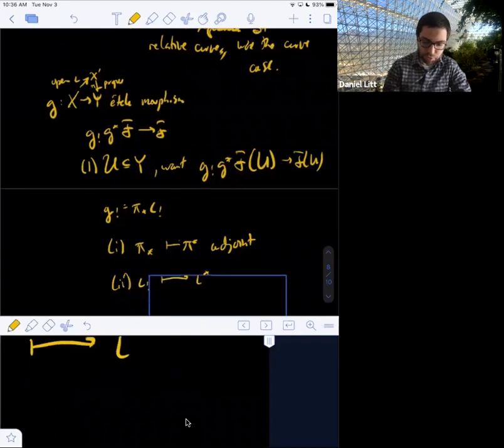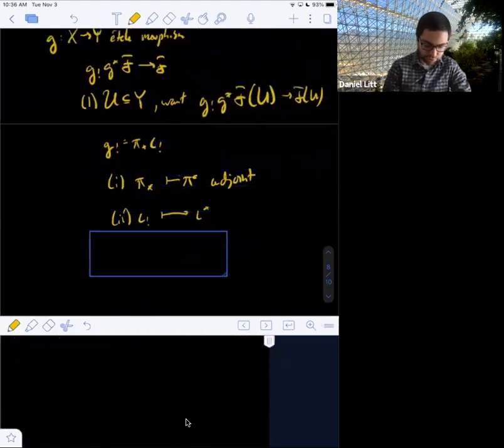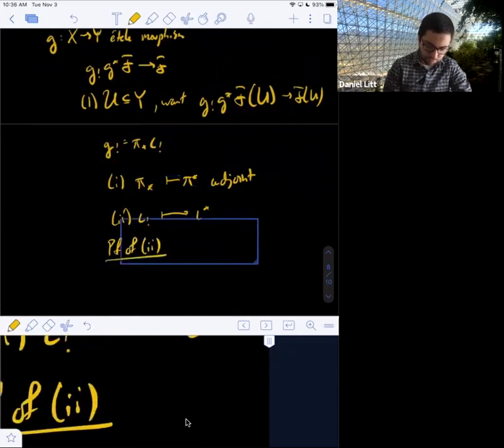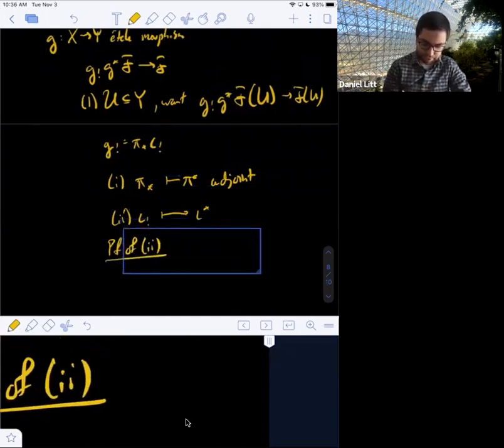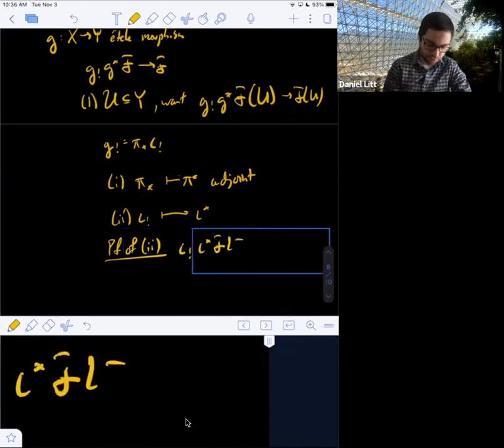So maybe let me do two. Here, proof of two, this is the case of an open embedding. In this case, we now want iota lower shriek of iota upper star of F of U to map to F of U.